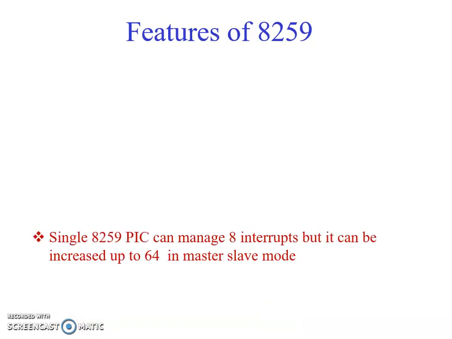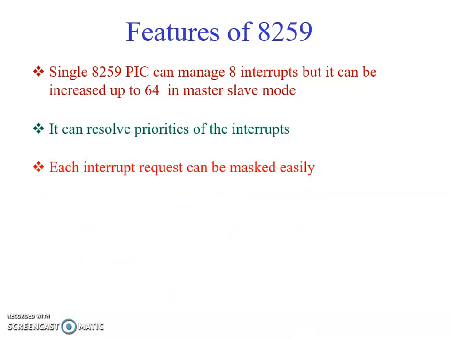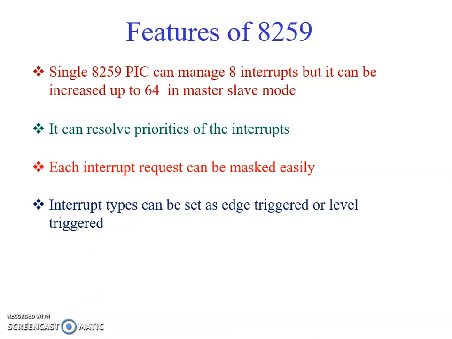Features of 8259. A single 8259 PIC can manage 8 interrupts, but it can be increased up to 64 in master slave mode. It can resolve priorities of the interrupts. Each interrupt request can be masked easily. Interrupt types can be set as edge triggered or level triggered.